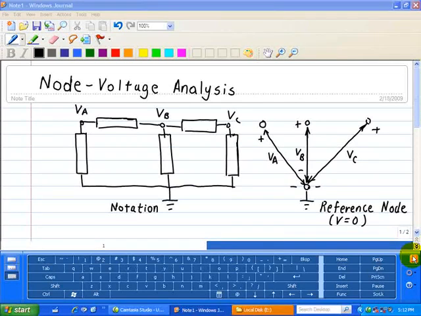Before describing node voltage analysis, let me just make a couple comments. We note that in every circuit analysis, the foundation to analyze any circuits is the connection constraints, Kirchhoff voltage laws and current laws, and device constraints, such as IV relationships of the various electrical elements.